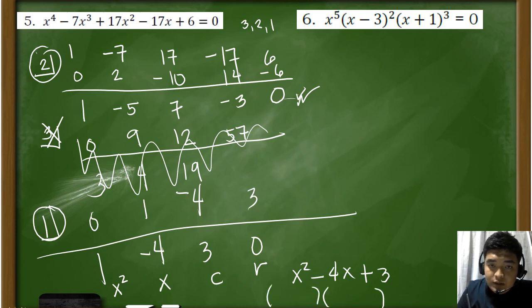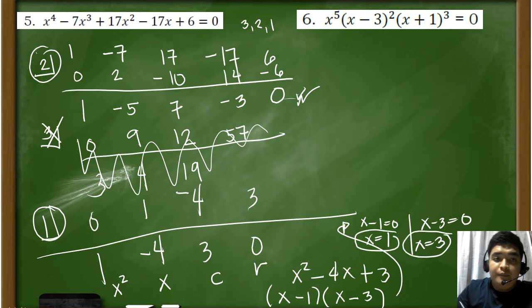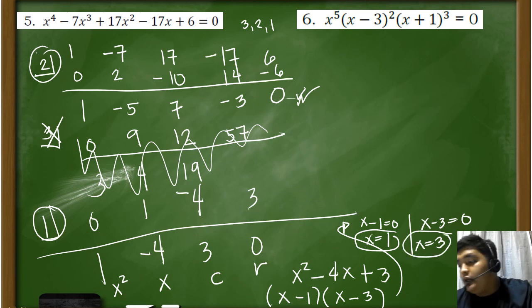Are you following? So what are the factors of 3 that add up to negative 4? That is negative 3 and negative 1. Negative 1 times negative 3 is positive 3. Negative 1 plus negative 3 is negative 4. Using the zero product property, x minus 1 equals 0 and x minus 3 equals 0. So x equals 1 and x equals 3. Therefore, your roots are 2, 1, 1, and 3.